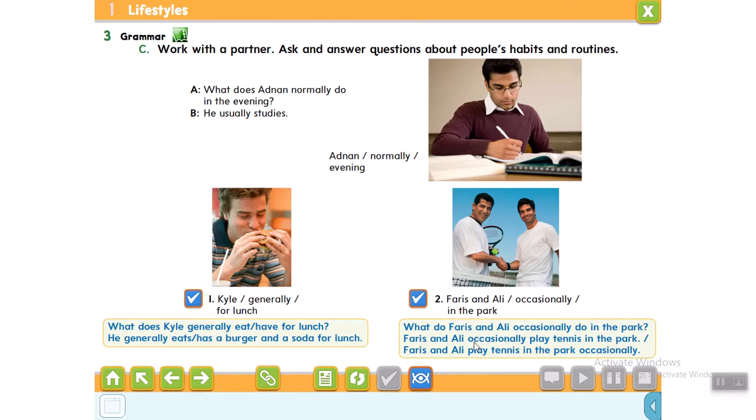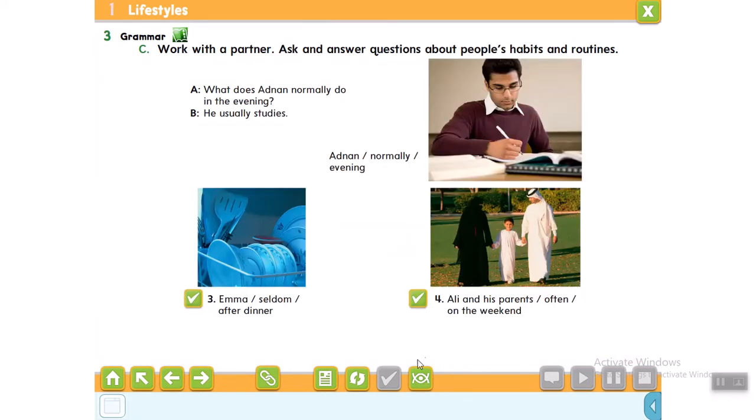Do you remember we said that some adverbs can come before the verb? They also can come at the end of the sentence. So Faris and Ali occasionally play tennis in the park is right. The other one, Faris and Ali play tennis in the park occasionally, is also right. Let's see another one.